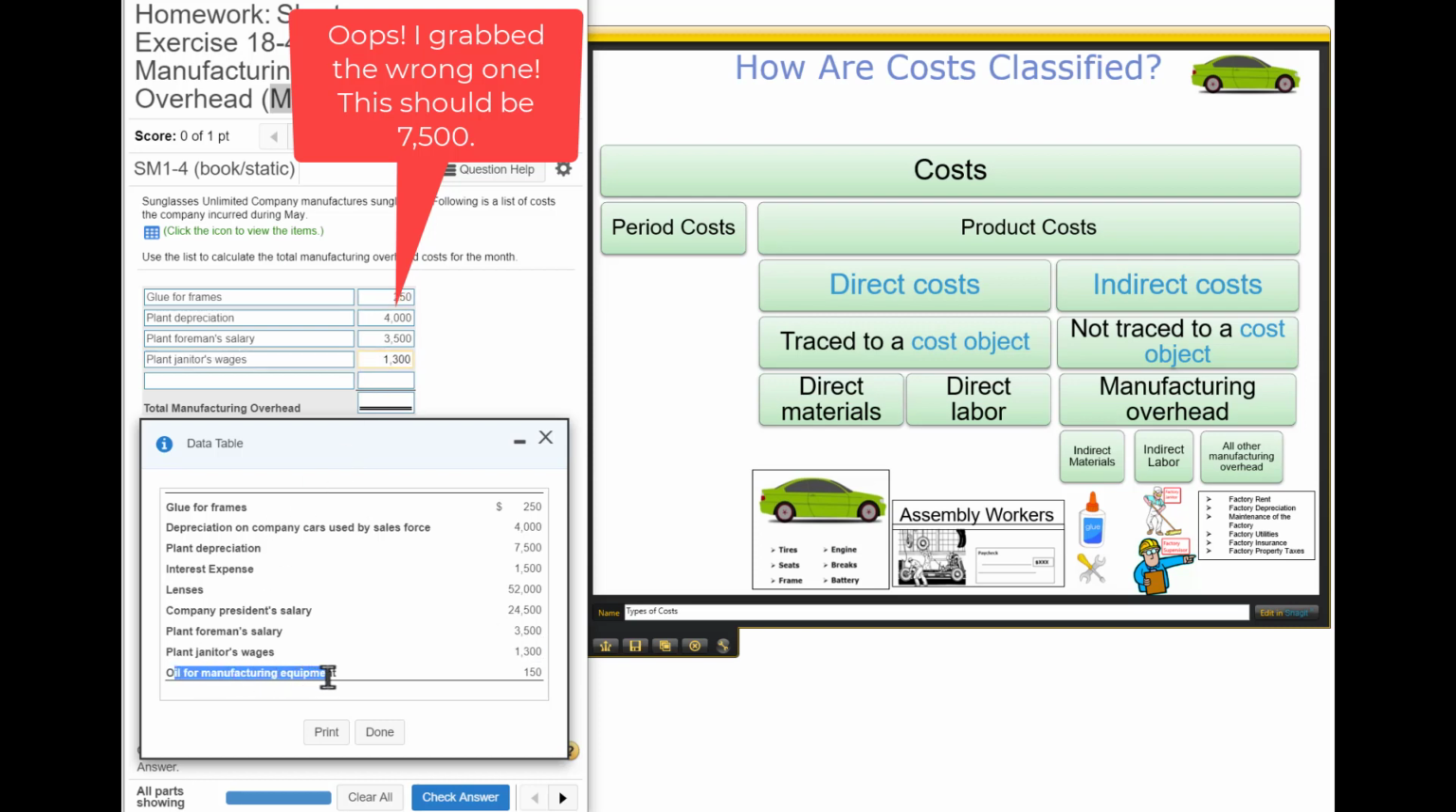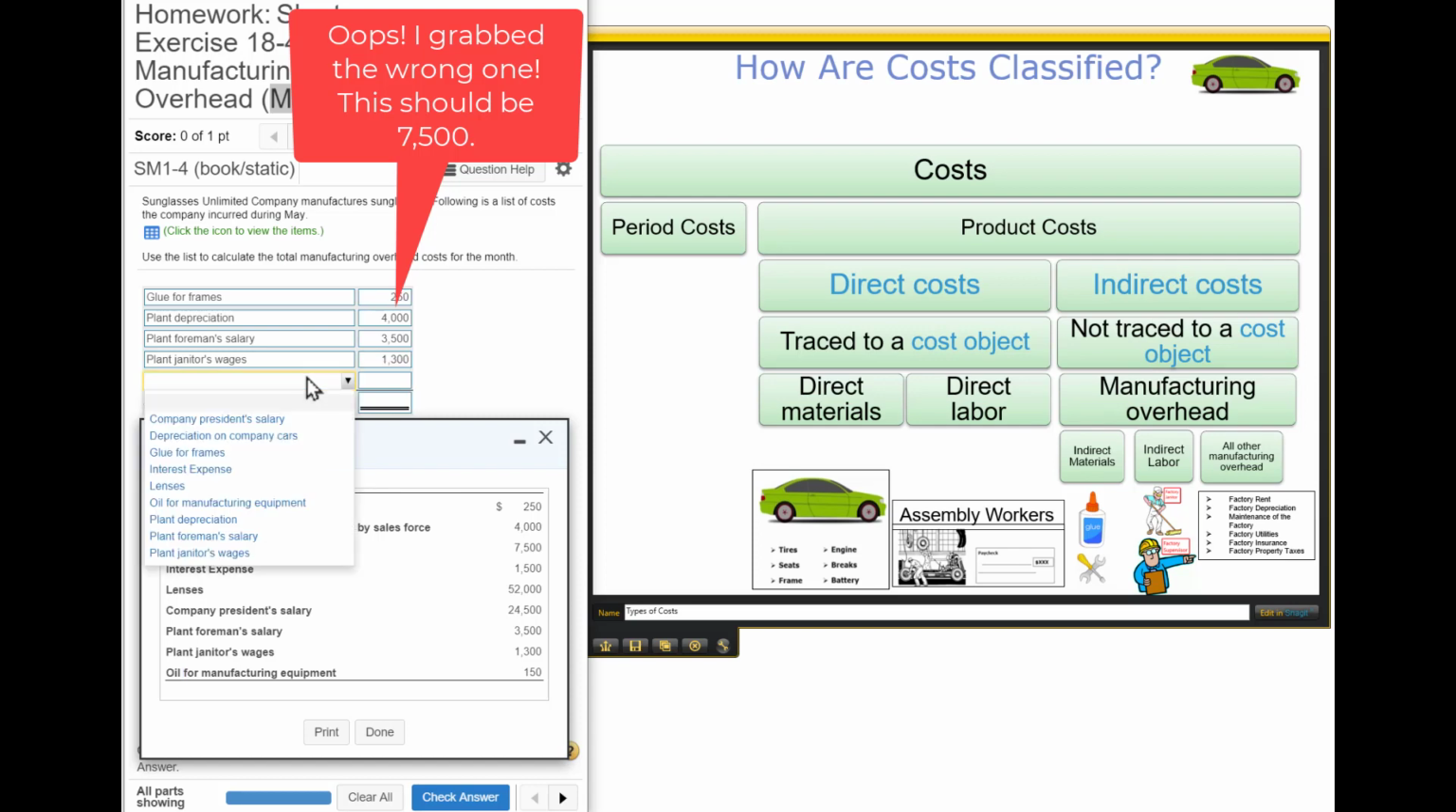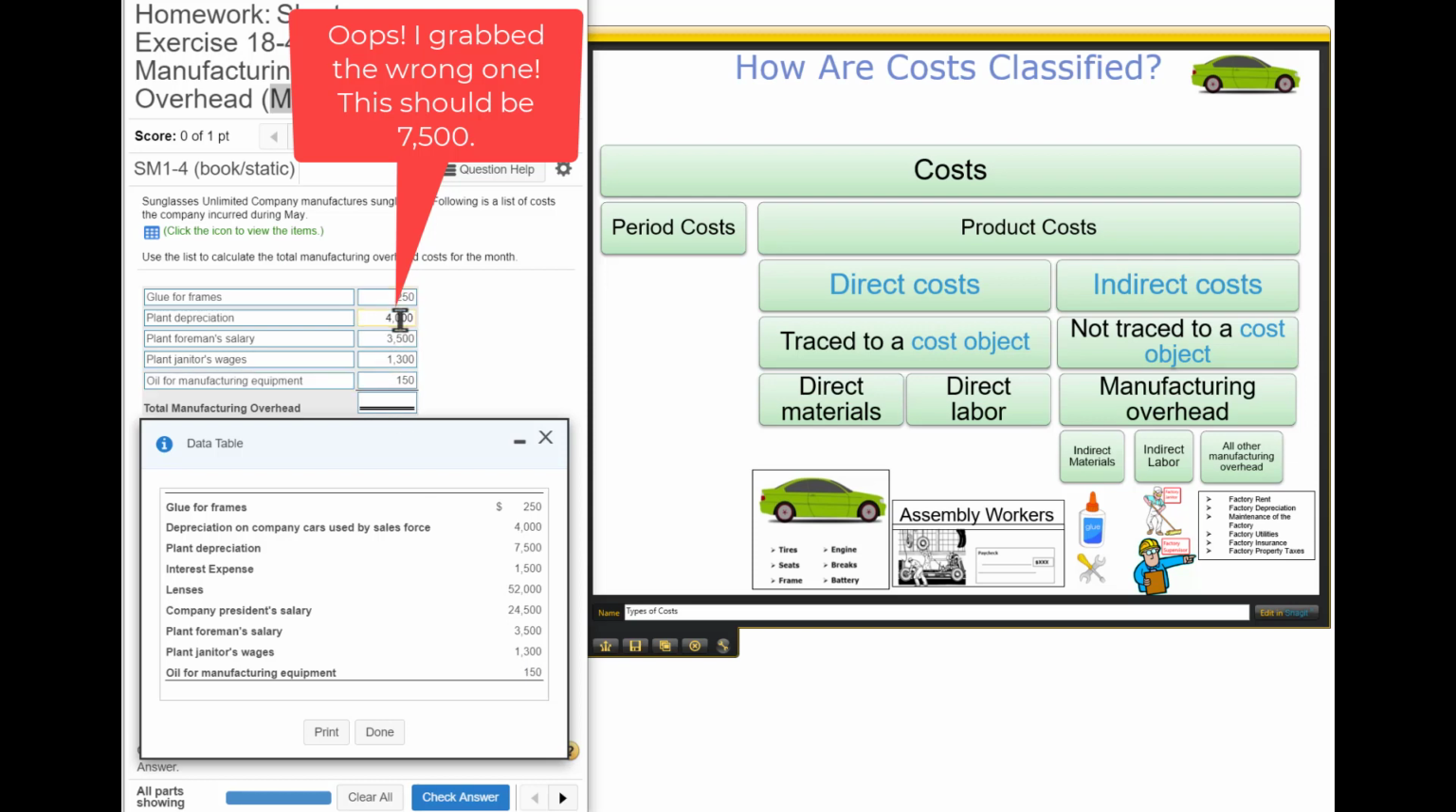And then the oil for manufacturing equipment. Because this equipment is part of the manufacturing, it is a product cost, but we can't figure out how much oil was used for each individual pair of sunglasses. So this is an indirect cost called manufacturing overhead. Oil for manufacturing equipment, $150. So we add up all these and we get 12,700.